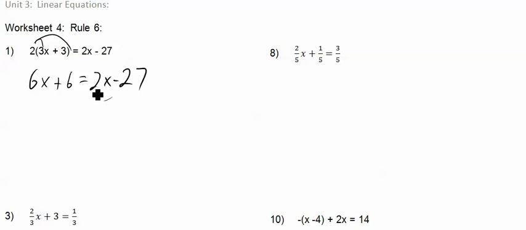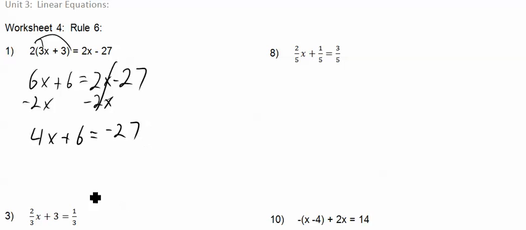So we've got our 2x that needs to go over to this side. So we're going to do the opposite. We have to do it on both sides. That cancels. We get 4x plus 6 equals negative 27. Alright, so we've got to get the term with x by itself. So the plus 6 needs to be gotten rid of, so the opposite is minus 6.